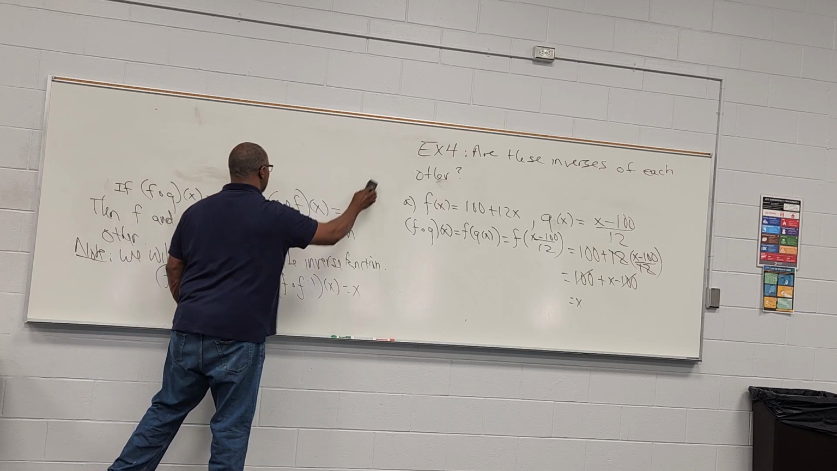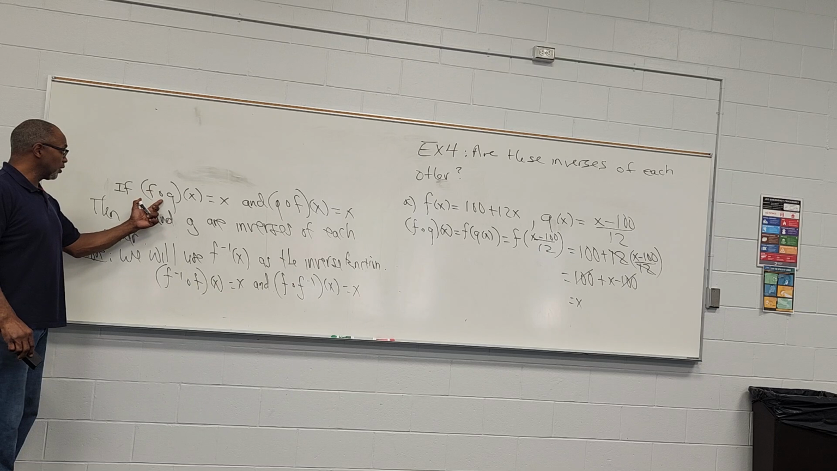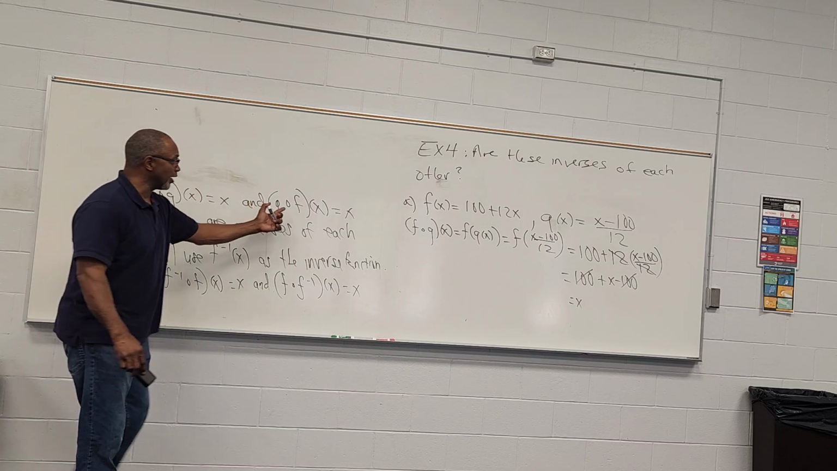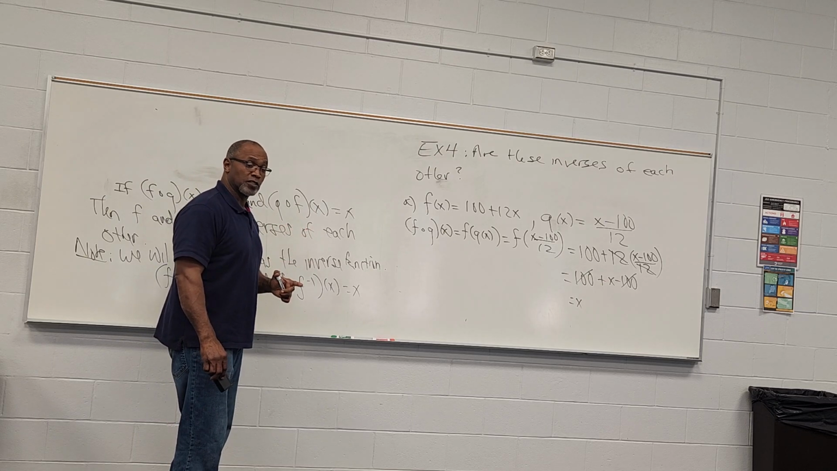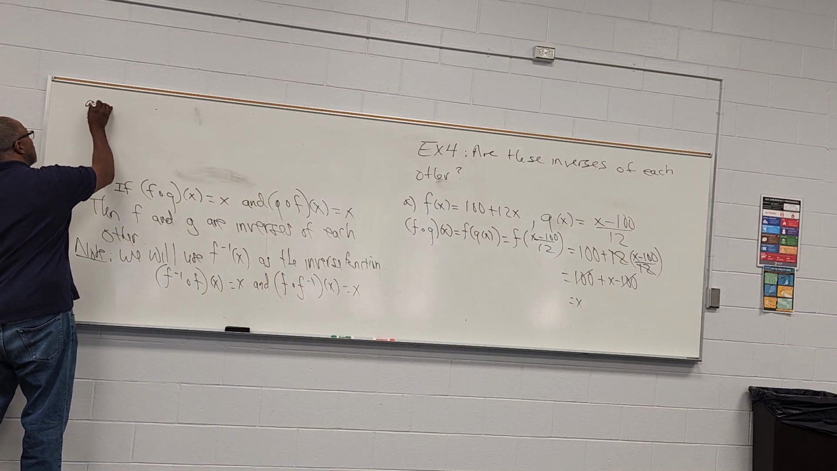But again, it can't be just one direction. It has to be both statements. You've got to do the composition the first way, like we just did, f composed with g of x and get x, and you've got to do the other. You've got to do both. If they both are x, then they're inverses. If one is x and the other one is not, they're not inverses. Okay? So now I got to do g composed with f of x.